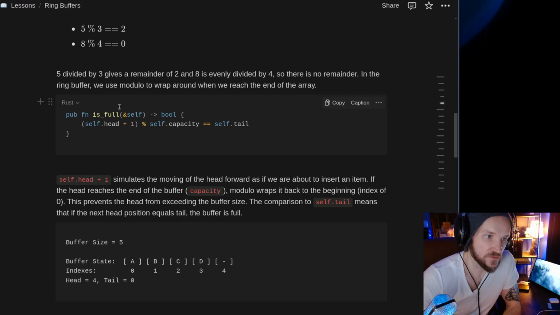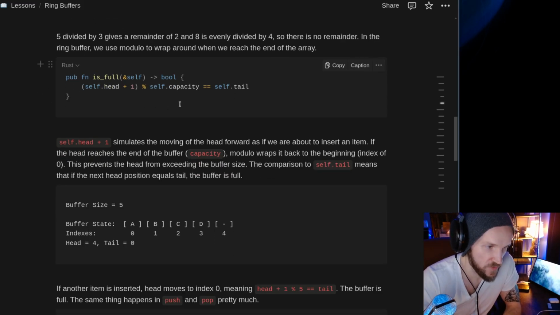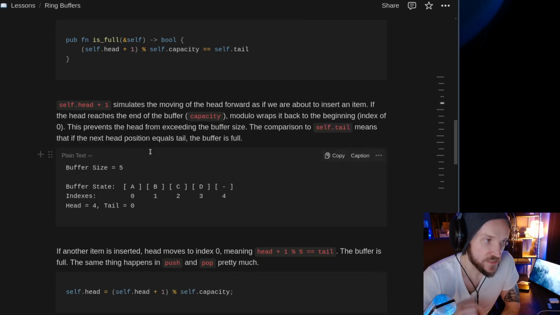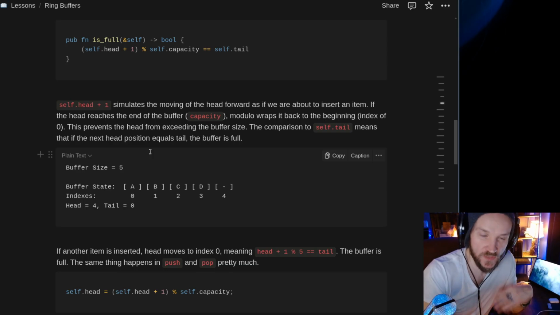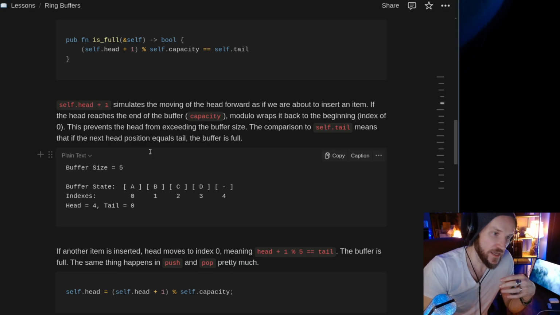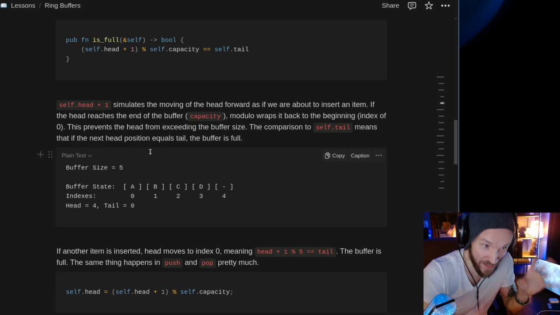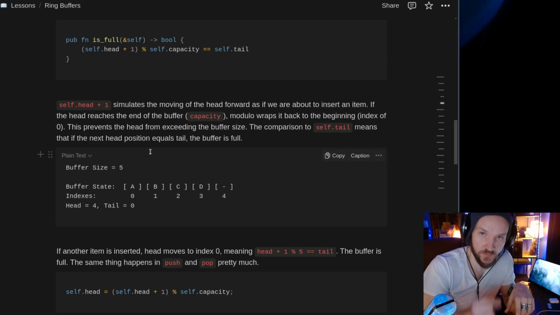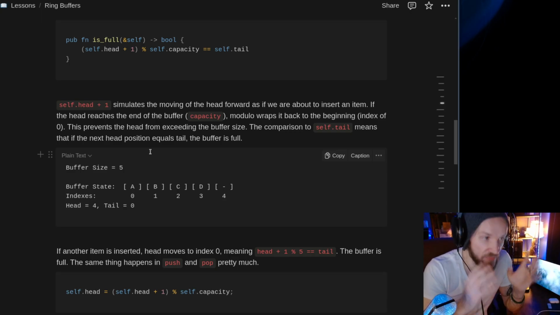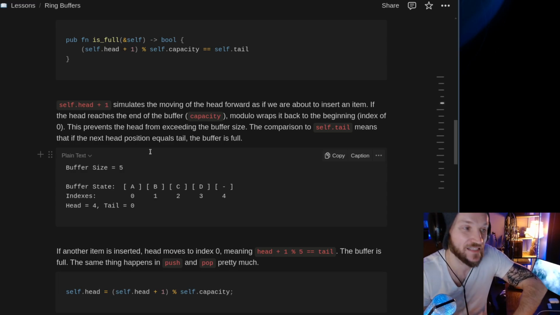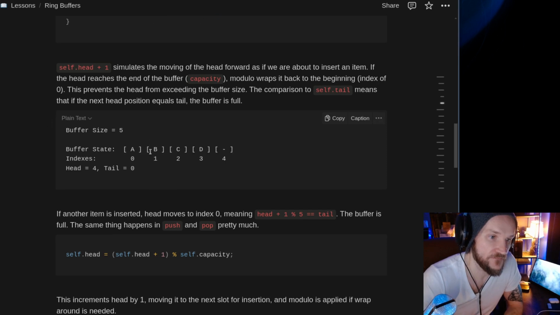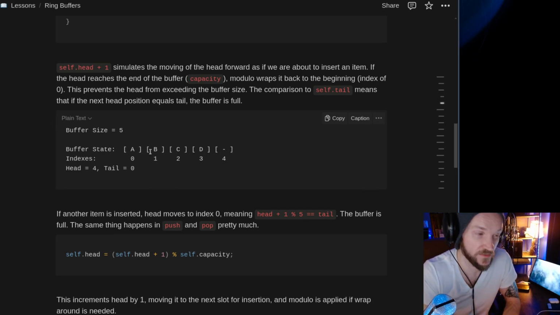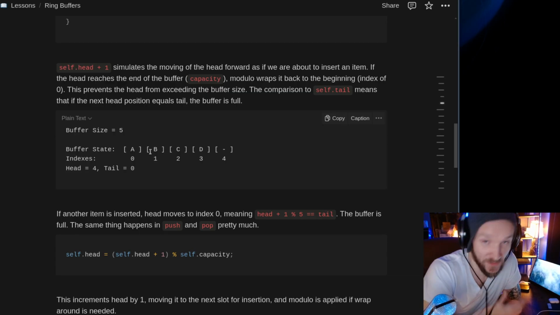Now, in the ring buffer, like I said, we use it to do this wraparound thing, right? To detect when we reach the end. Now, self.head plus 1, this is simulating moving the head forward, right? As if we're about to insert an item. And then if the head reaches the end of the buffer, the capacity, modulo wraps it back to the beginning, the index of 0. So that's what the modulo is doing. It's returning an index in the buffer, right?